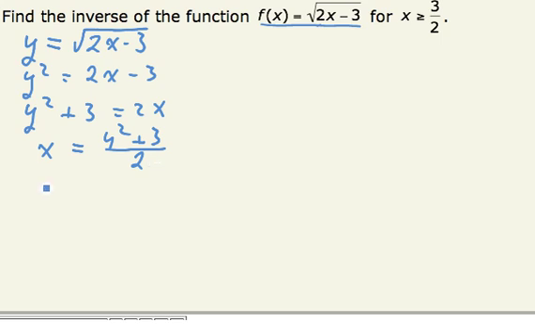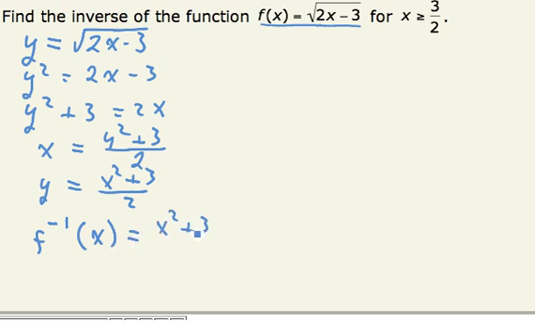We now switch variables and write this as y equals x squared plus 3 divided by 2, and if we write this expression in the function form, this is f inverse of x. F inverse of x will be x squared plus 3 divided by 2.